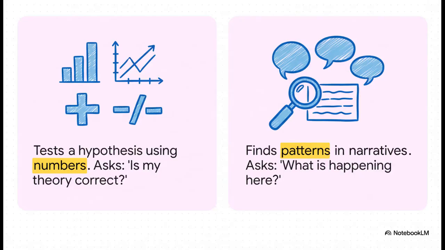On one hand, you've got quantitative research. This is all about numbers. You start out with a theory, a hypothesis, and you use statistics to find out, hey, was I right? Qualitative research, on the other hand, is more exploratory. You're digging through things like interviews or observations, looking for patterns and themes, and really asking, what's the story here?